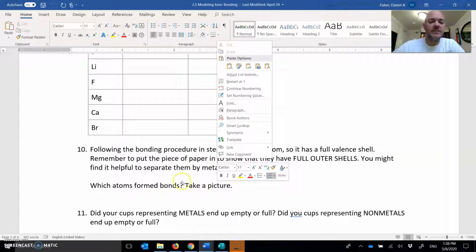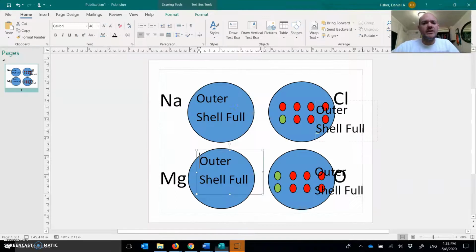So you can either take a picture, or if you want to do something like I'm doing, you can do this in Word. You can do something like this in Publisher, which is what I'm using. There's a lot of different ways to do it. So that's that.